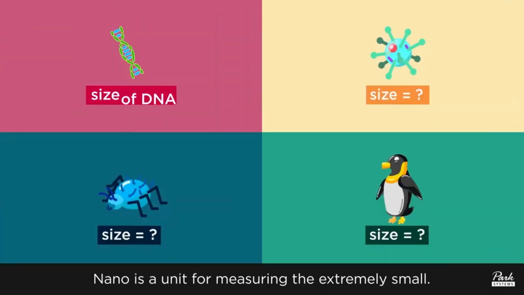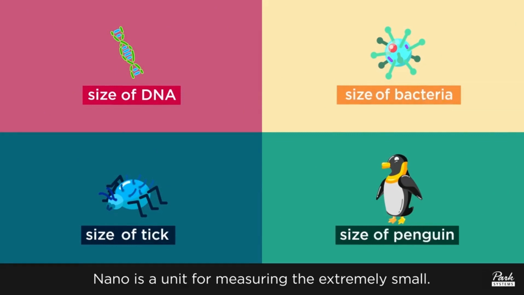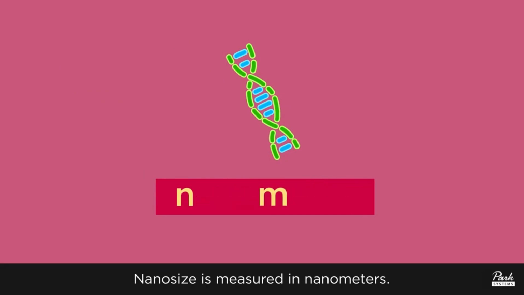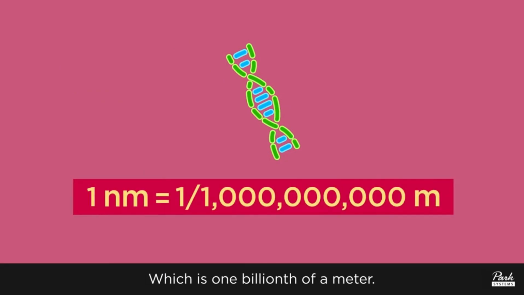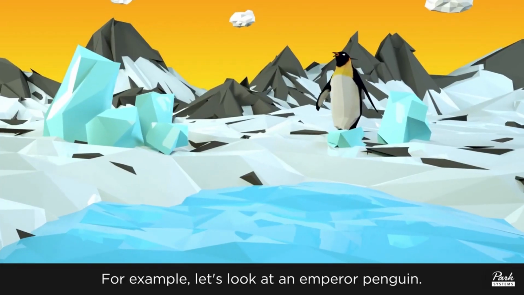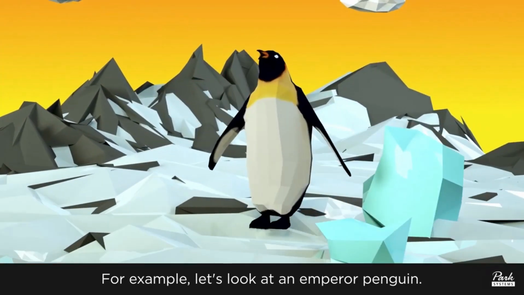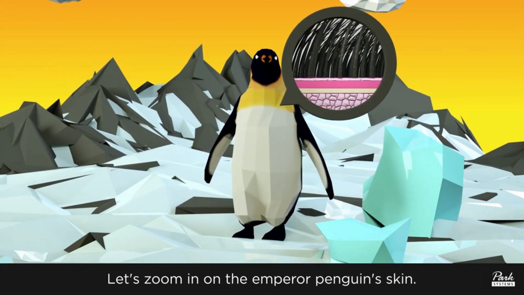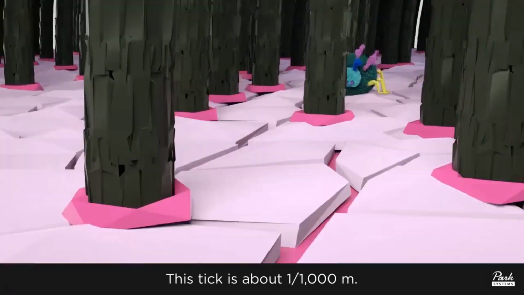What is nano? Nano is a unit for measuring the extremely small. Nano size is measured in nanometers, which is 1 billionth of a meter. How much is a billion? For example, let's look at an emperor penguin. Let's zoom in on the emperor penguin's skin.